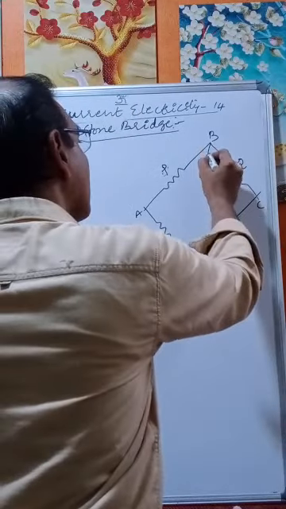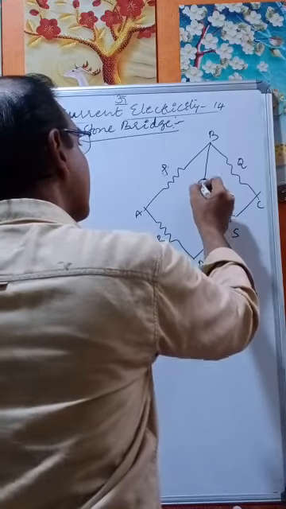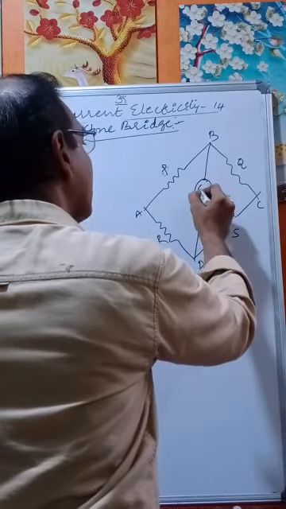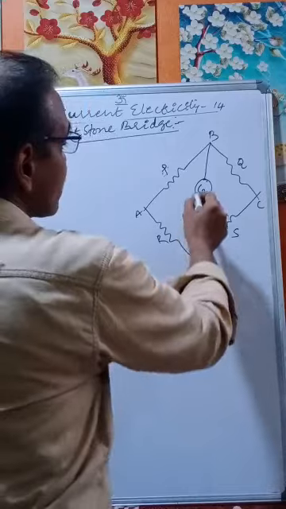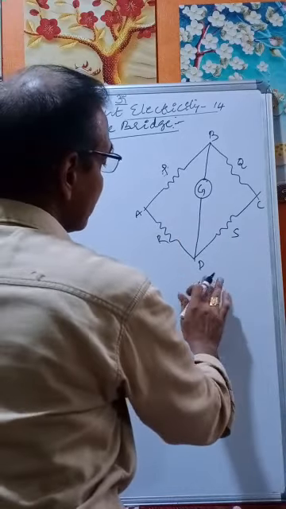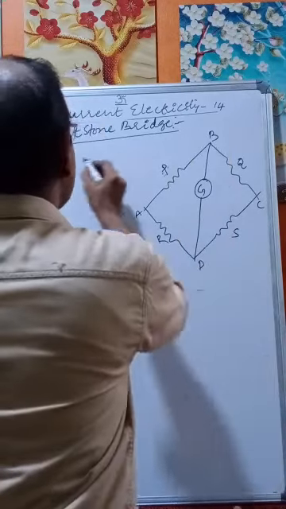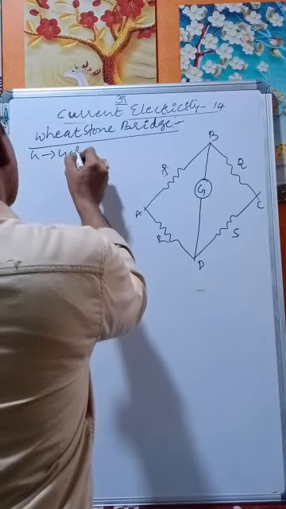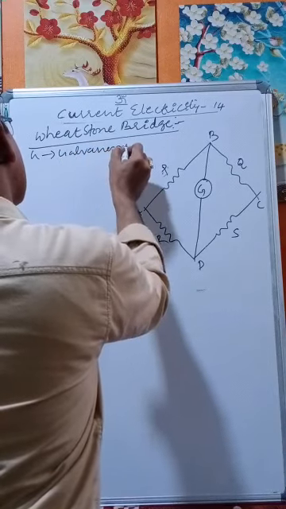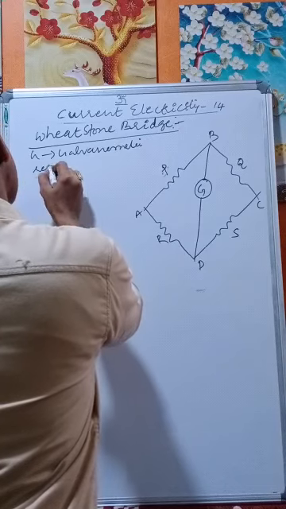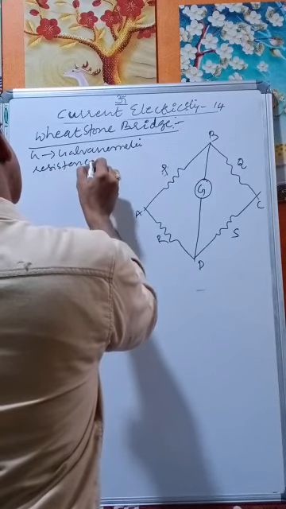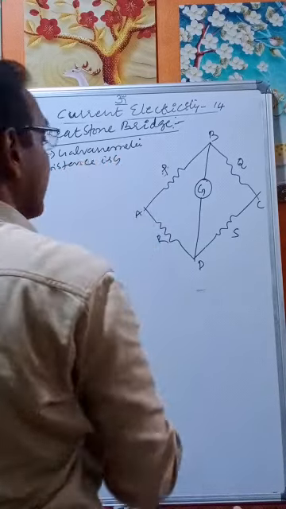Across one diagonal we connect a galvanometer whose resistance is G. Here G is the galvanometer. Galvanometer resistance is G. So what is a galvanometer?